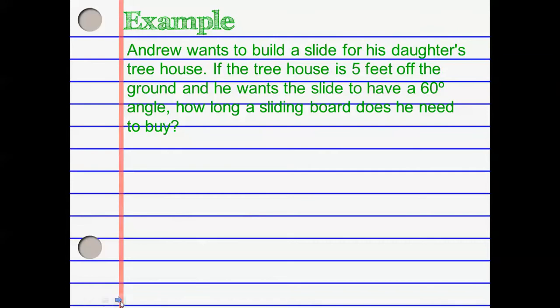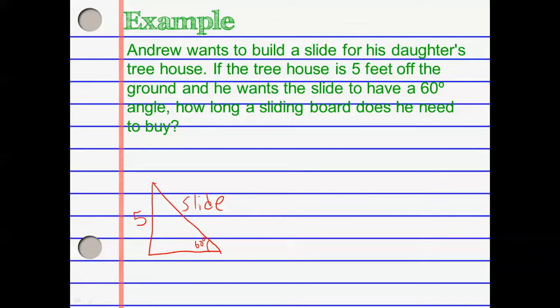So here's our last example of how we can use this. It says Andrew wants to build a slide for his daughter's treehouse. If the treehouse is 5 feet off the ground and he wants the slide to have a 60-degree angle, how long of a sliding board does he need? So here's the slide. The treehouse is 5 feet off of the ground. He wants the slide to have a 60-degree angle, so that means that the angle is down here, from the bottom. So how long of a sliding board does he need?